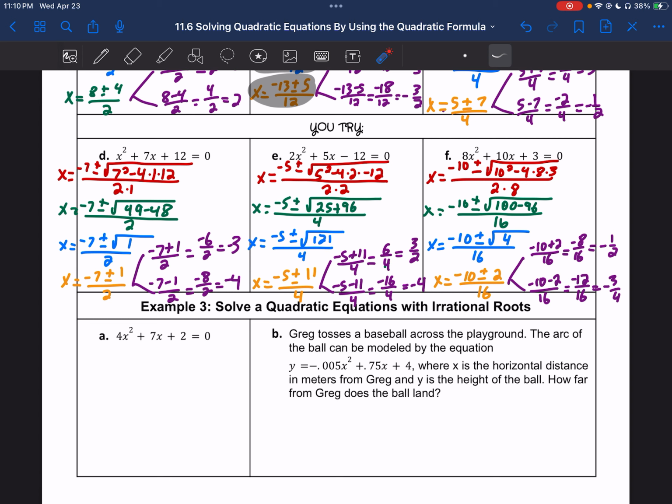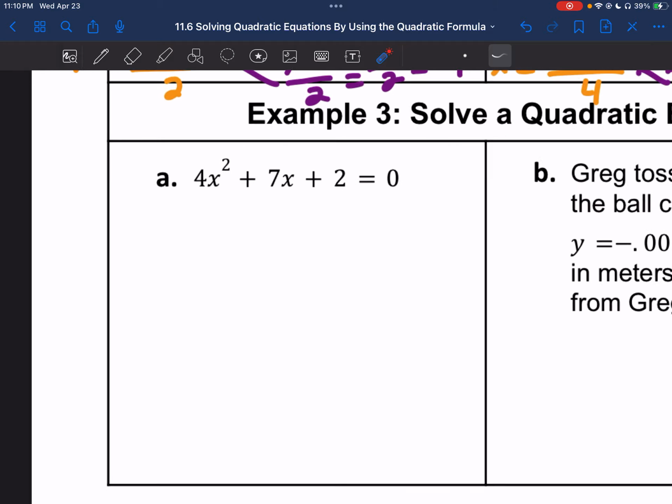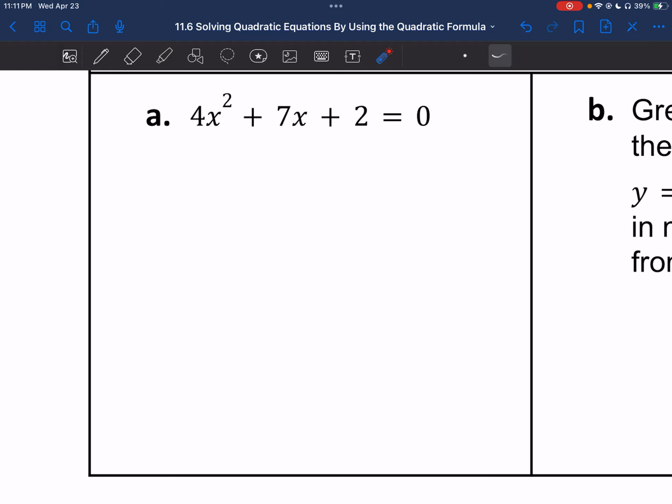All right, now going down to the bottom of the page, we have example 3, which is solving a quadratic equation with irrational roots. Well, what does it mean for it to be irrational? Up until now, all of our square roots that we've been taking have been perfect squares. That is not going to be the case anymore. So if we're looking for a square root of a non-perfect square, it is going to be an irrational number, and we are going to have to round at some point.